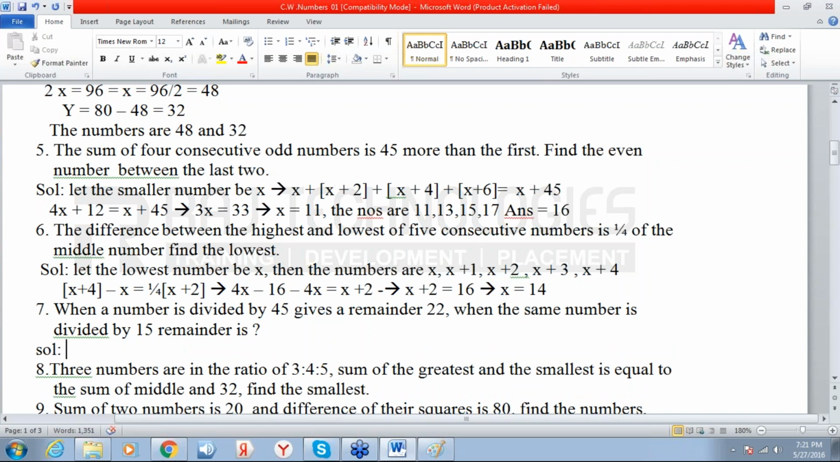Seventh one. When a number is divided by 45 gives a remainder 22. When the same number is divided by 15, what is the remainder? This is an important question. I think you might have this type of questions.